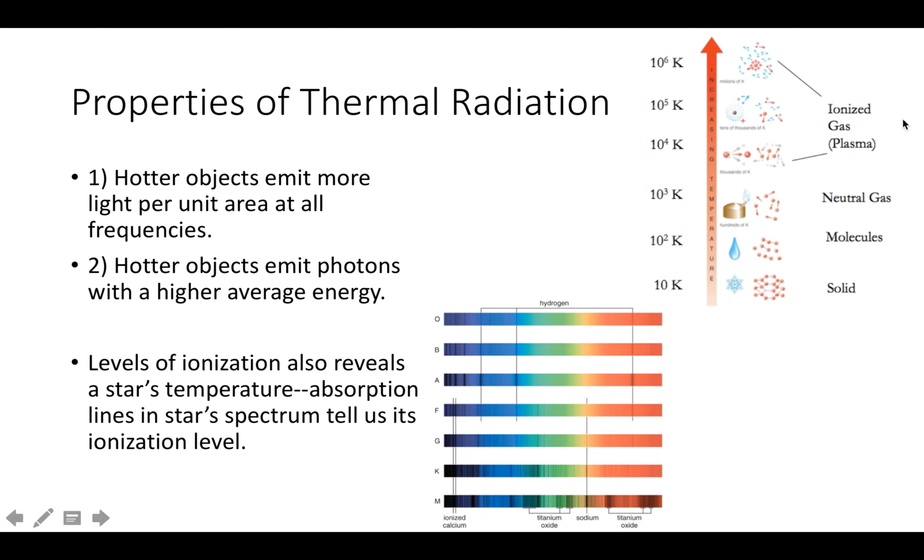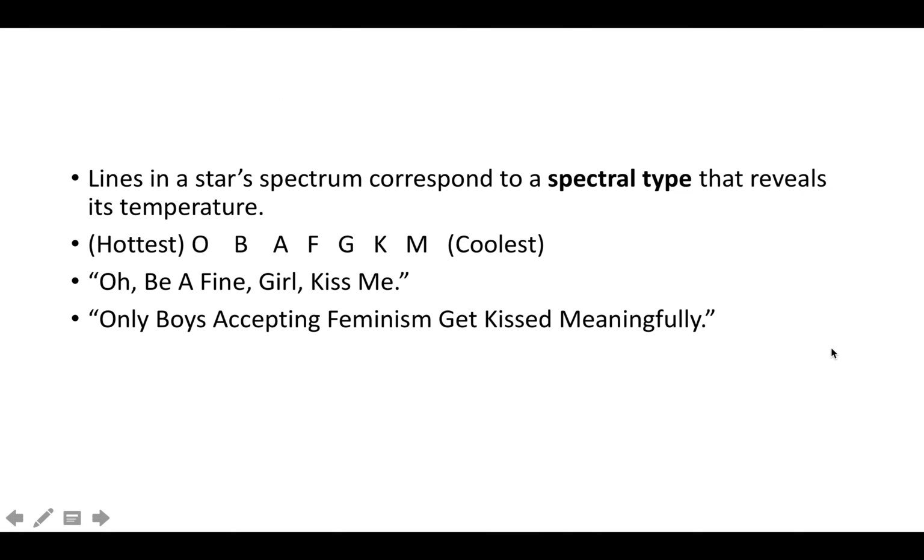Now, as you increase in temperature, we can have different levels of ionization occur, and we use absorption lines to tell us what level of ionization it is at. So that's kind of cool. Now, lines in a star spectrum correspond to spectral type, and it does reveal its temperature. So we have classifications of stars that we might call O, B, A, F, G, K, or M. And O is the hottest, and M is the coolest.